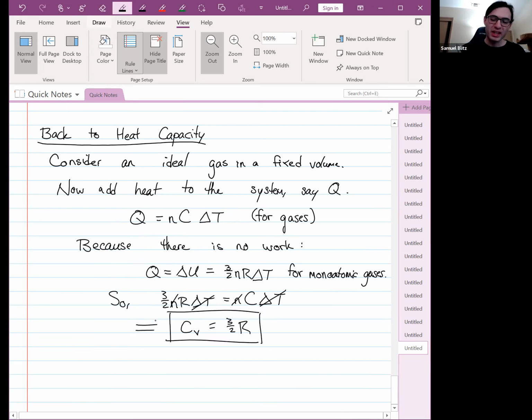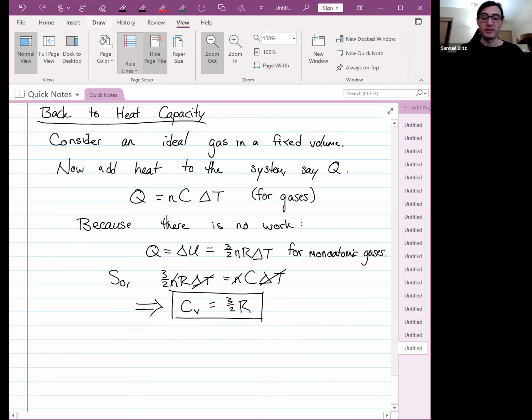So that little v means that we're imagining that all of this that's happening happens when the volume is constant. The volume's not changing. So that's a constant volume molar specific heat. I don't know why this line went to erase.